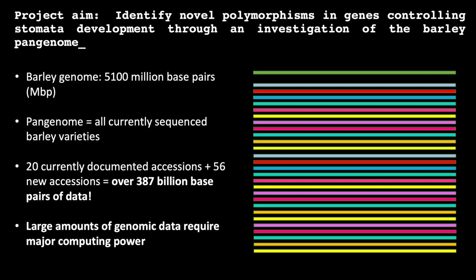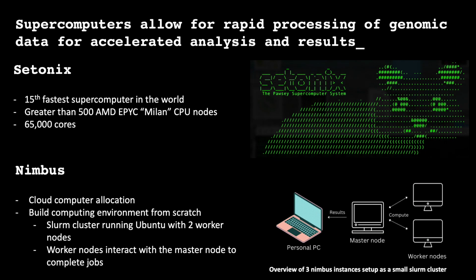Such a large amount of genomic data requires much greater computing power than just a home PC. Otherwise, it would take forever. This is where Pawsey systems come in. For my project, I used both the Cytonix and Nimbus systems.